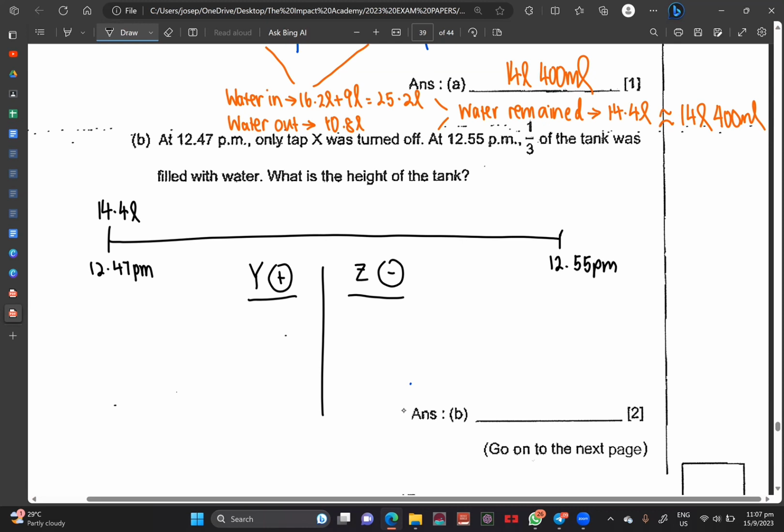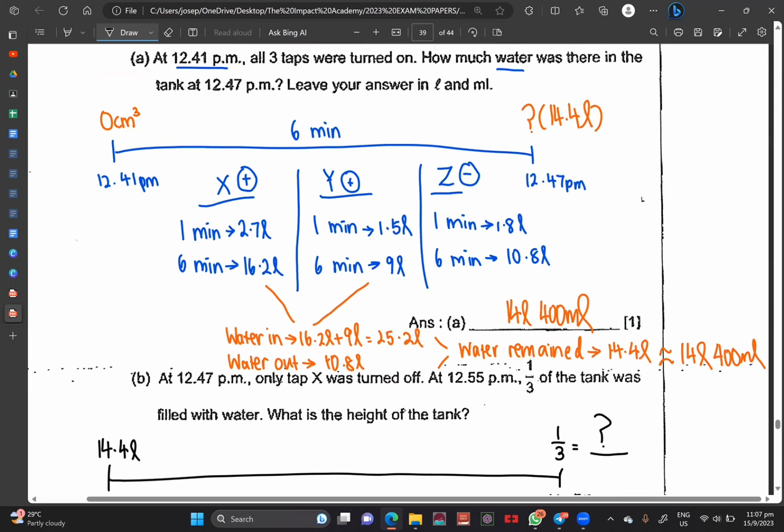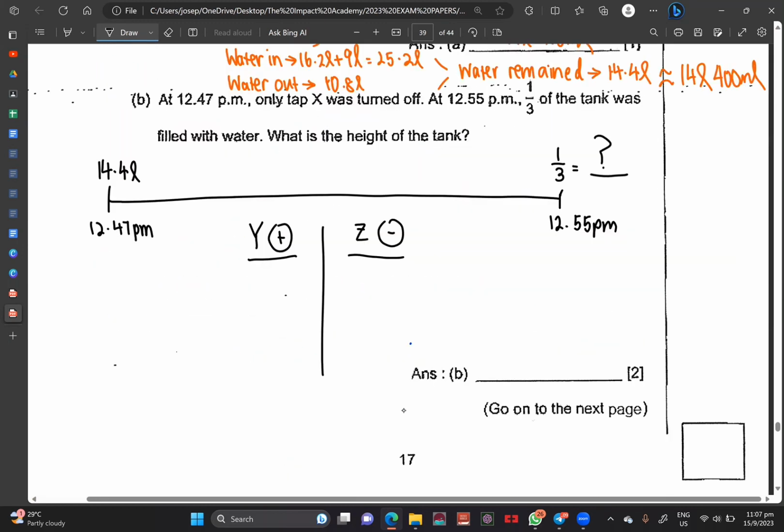At 12:55 p.m., they realized that 1/3 of the tank was filled with water. So over here we have 1/3, which again we don't know what exactly is 1/3. How much is 1/3? I do not know, so don't worry. Same thing from 12:47 to 12:55, how many minutes is that? 48, 49, 50, 51, 52, 53, 54, 55. I counted with my fingers, you can do so too. It's 8 minutes.